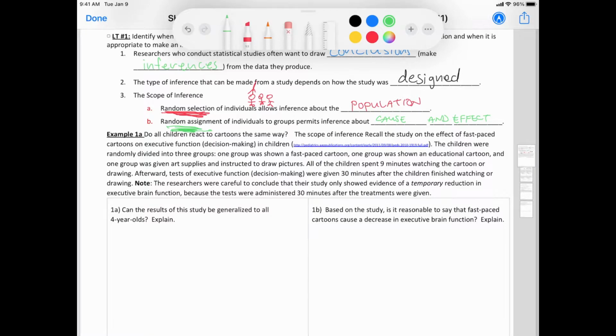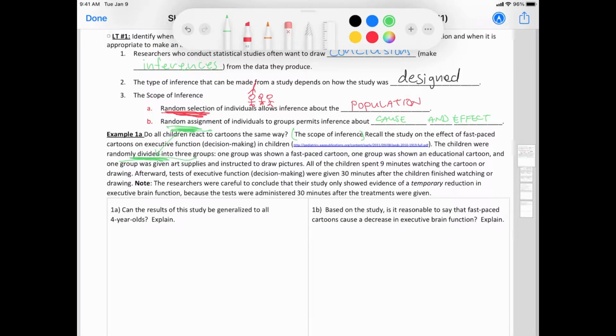Okay, example 1a. Do all children react to a cartoon the same way? The scope of inference. It's meant to be in parentheses because that's what the question's about. Recall the study on the effect of fast-paced cartoons on executive function, which is decision-making, in children. The children were randomly, I'm gonna underline that, were randomly divided. Okay, now you're doing these. I should put that in green because this is the assignment there. Does that make sense? Into 3 groups.